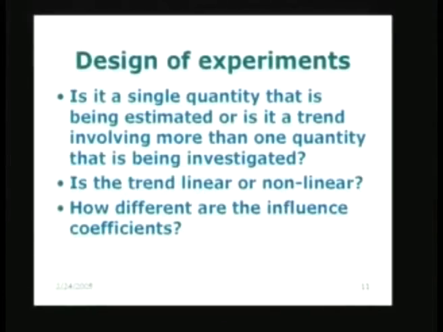to the various parameters. So the number of experiments you are going to do, and the type of experiments you have to do, will depend on some of these important things: whether you are interested in only one parameter, one quantity which you want to measure or optimize, or you want to get the trend. Then if you are looking at the second kind of experiment where you want to find the trend, you would like to ask the question whether the trend is linear or non-linear.